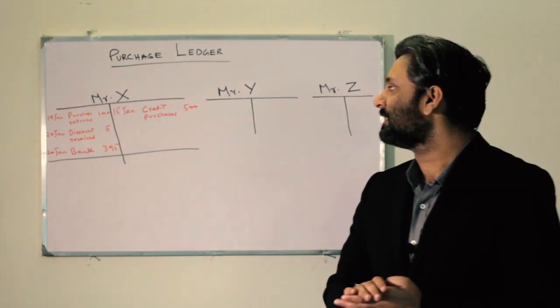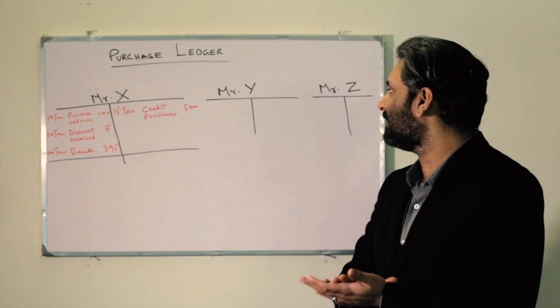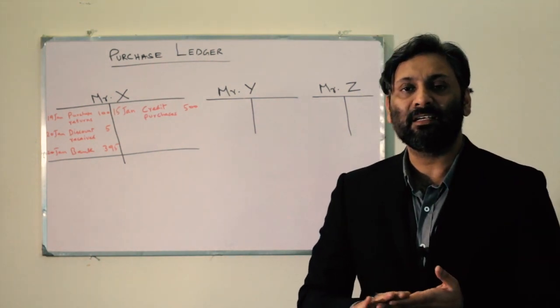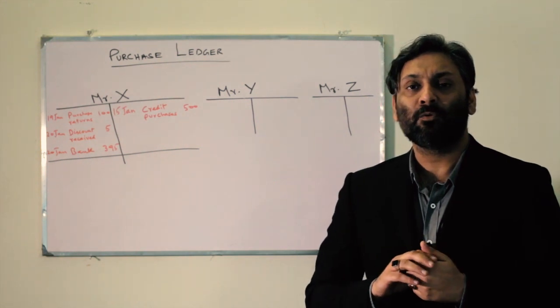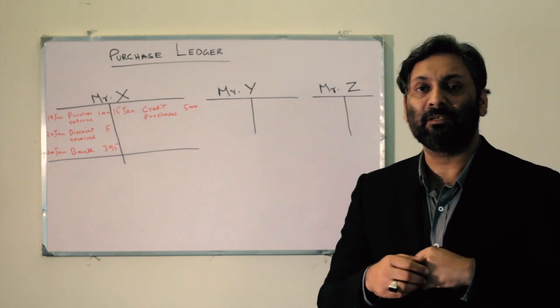In this clip we are going to talk about purchase ledger. I've made 3 T accounts here: Mr. X, Mr. Y and Mr. V. They are our trade payables, or the credit suppliers to whom we are supposed to make payments in future because we have bought goods from them on credit.